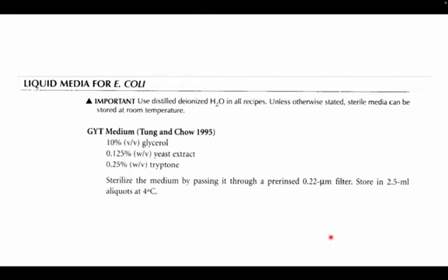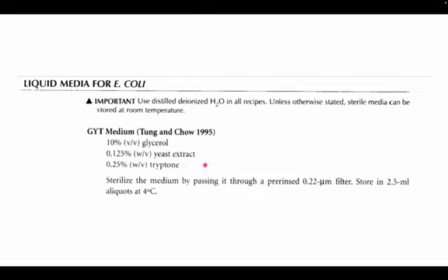So just basic liquid media that we often use in the lab will look something like this. So this is glycerol, yeast extract, tryptone. This is just extremely basic medium. Glycerol is the carbon source. Yeast extract and tryptone are providing all the other nutrients.